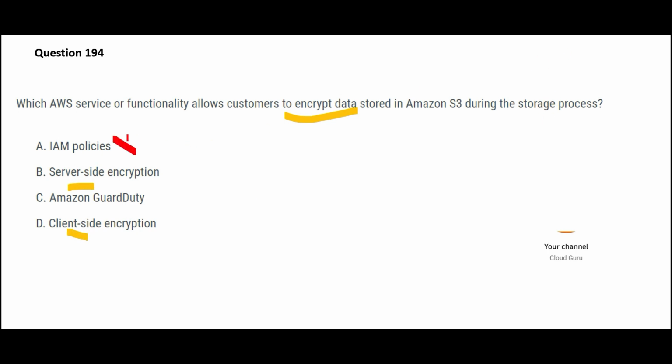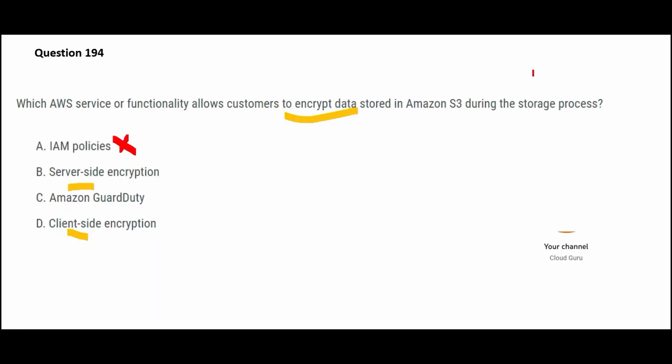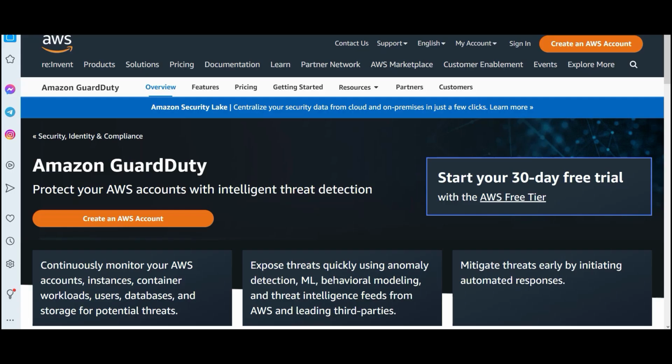Straight away, IAM policies is wrong because IAM policies will not help you with encryption. They are used to provide users access to a resource or group of resources. IAM has nothing to do with encryption. Second is C, GuardDuty. This is automatically wrong. Why? Like we saw in the previous question, it is a security guard. It has intelligent threat detection. It will detect the bad players. It is a security solution, not an encryption solution. I repeat, it is a security solution, not an encryption solution.